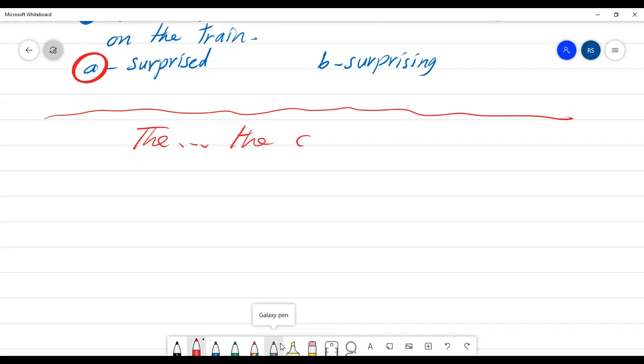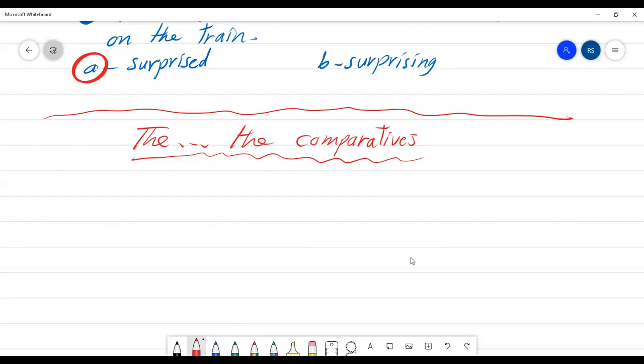Okay, my friends. Now let's move to the next important point, which is called the comparatives. We use this rule, with two comparatives to say that the first thing has its effect on the second thing. We have two actions. The first action has an effect on the second one. So we use the comparative.